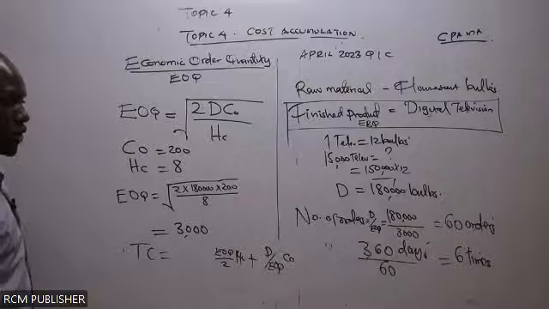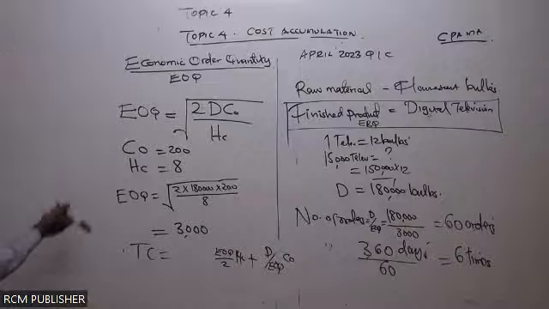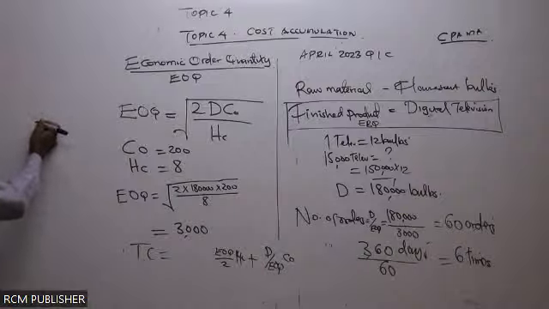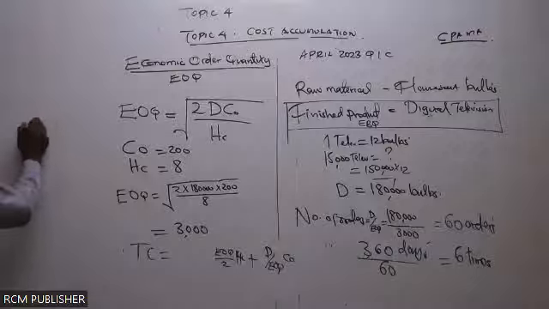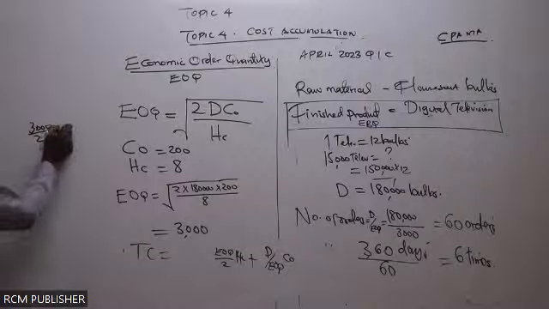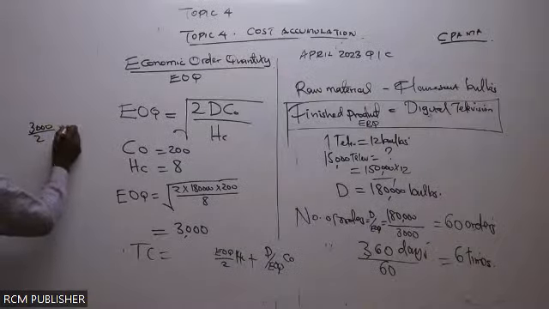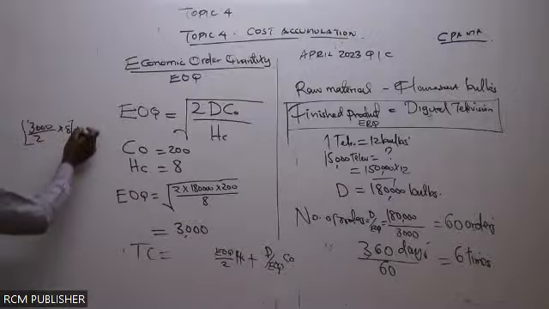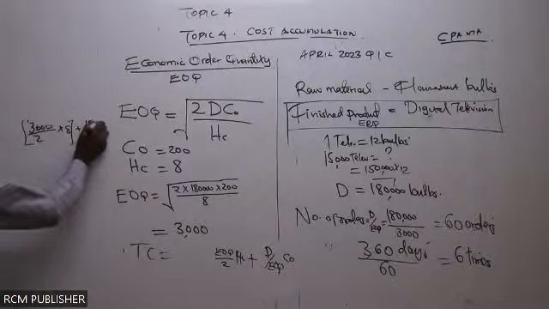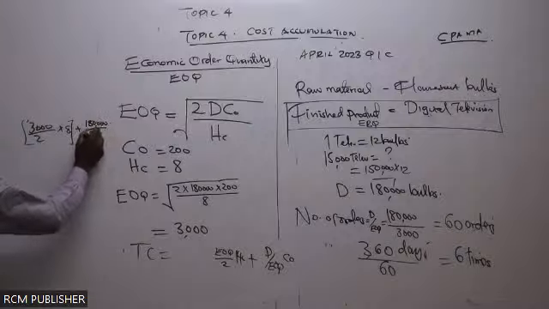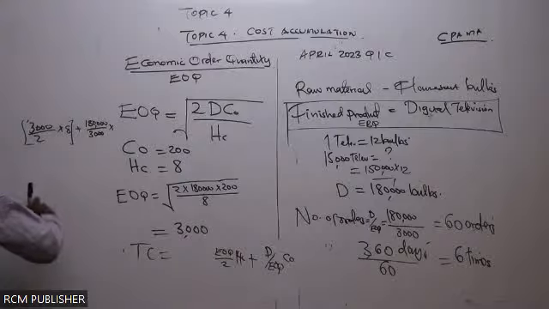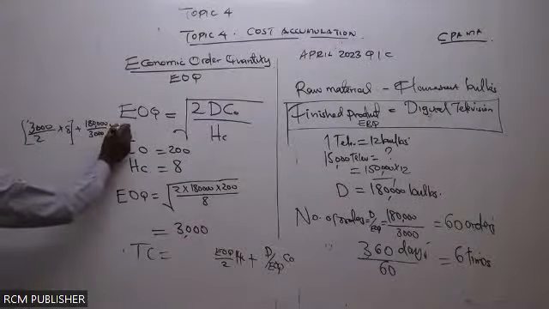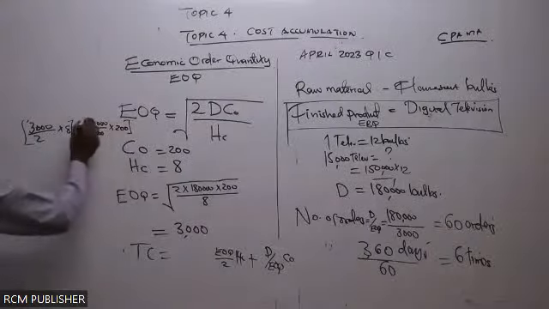The total cost, can we get it? Our total cost will be equivalent to economic order quantity of 3,000. We divide by 2. We multiply by holding cost, which is 8. Then we add demand, which is 180,000. We divide by 3,000, and then we multiply by ordering cost per unit, which is 200.